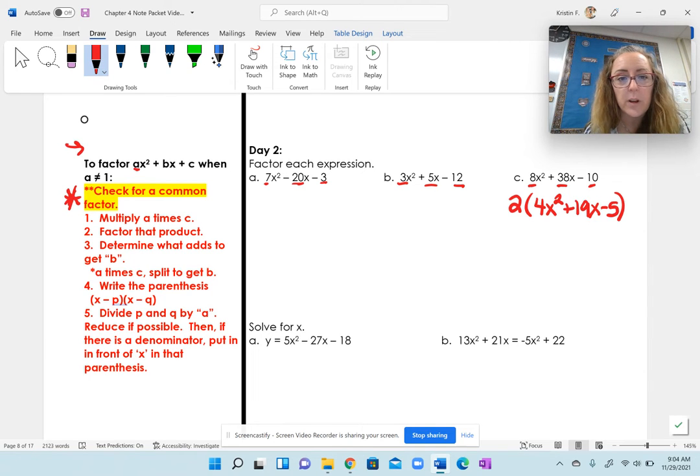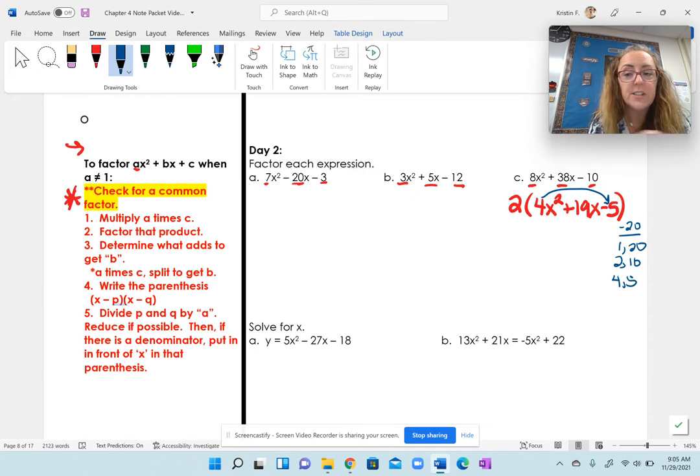Now with the 4x squared plus 19x minus 5, we can do the A times C split to get B, and our numbers will be smaller to work with. 4 times negative 5 would be negative 20. Numbers that go into 20 would be obviously 1 and 20. We could do 2 and 10. We could even do 4 and 5. For those three pairs of factors, we want to multiply them to get negative 20 and have them add to get positive 19 in the middle. If we do the very first pair, 1 and 20, and we make 1 negative, they'd multiply to get negative 20, but add to get positive 19.